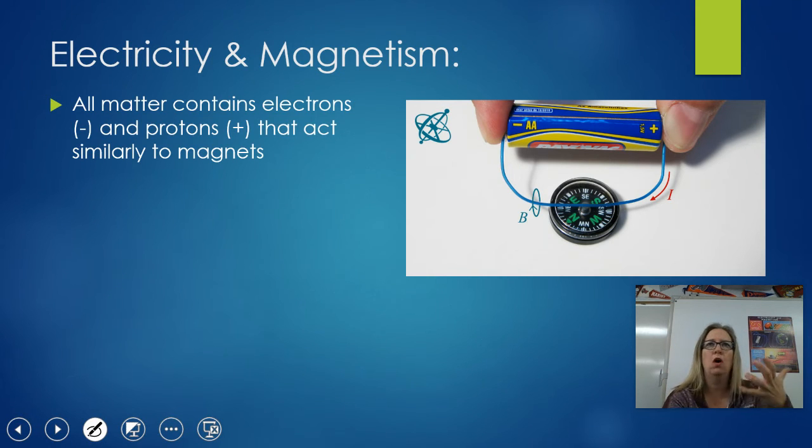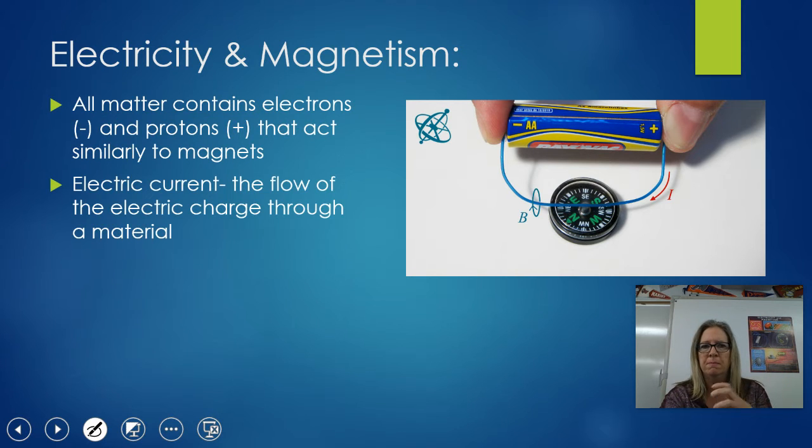So, all matter is made up of atoms, and those atoms have positive protons and negative electrons, which act very similarly to magnets. The opposite charges attract, the positive charges want to get to negative charges, and vice versa, but like charges repel, okay? Well, if those charges are moving to get to other charges, we have what's known as a current, okay? And that is a flow of electric charge through a material.